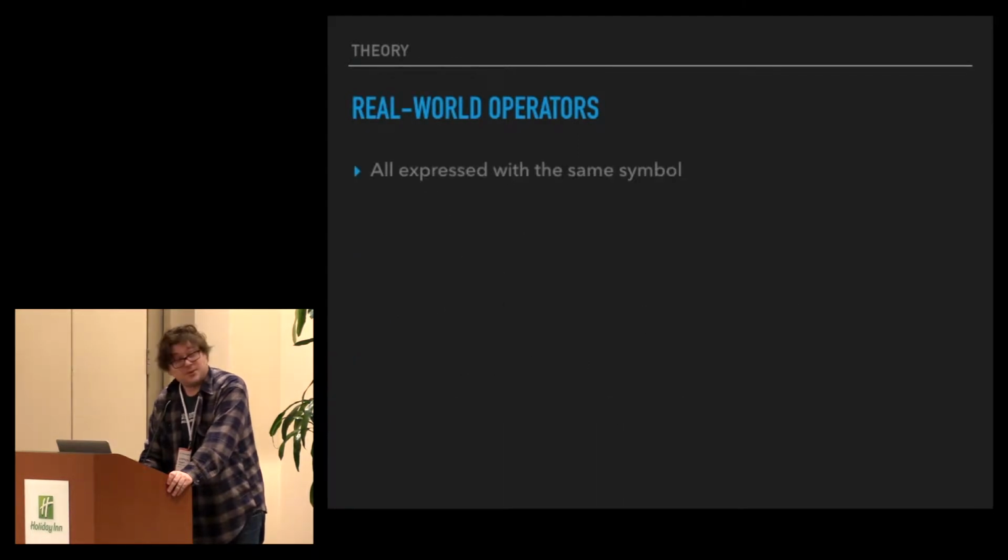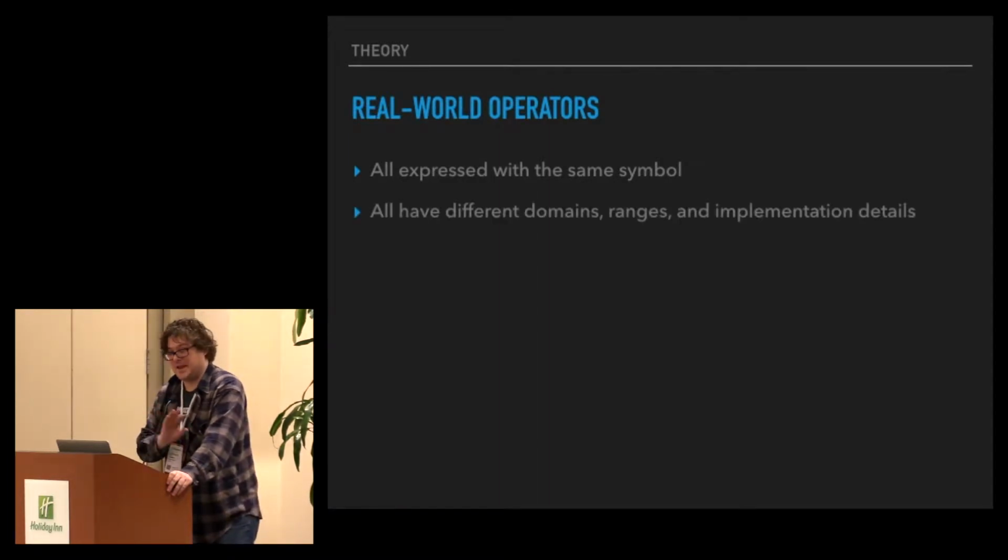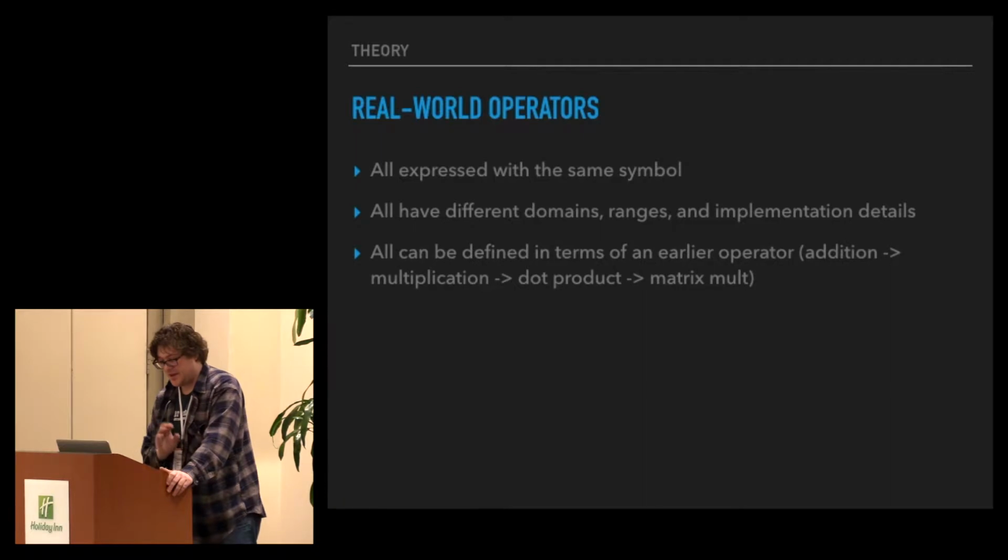Okay, more about real-world operators. These are all expressed with the same symbol. They're all expressed with the multiplication symbol. They all have different domains, which is the input values, ranges, which is the output values, and they also all have different implementation details. Multiplication of two real numbers, multiplication of vectors, multiplication of matrices, they're all different. They can all be defined in terms of earlier operations.